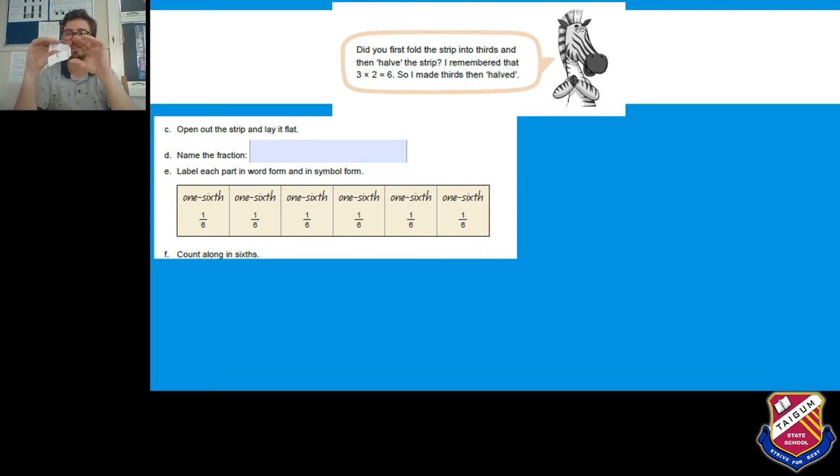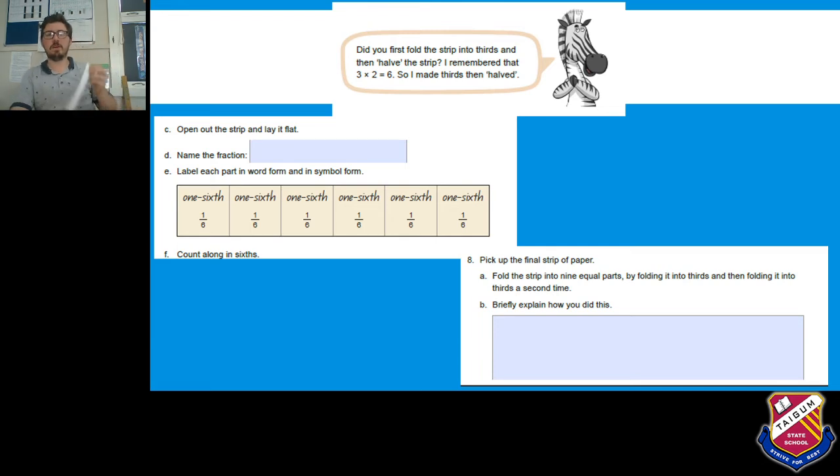Now, let's count along together in sixths. So you ready? Got your voices ready? 1/6, 2/6, 3/6, 4/6, 5/6, 6/6. 6/6 is the same as 1 whole. So have a practice at doing that by yourself, counting in sixths, because that's the language part of this lesson, isn't it?